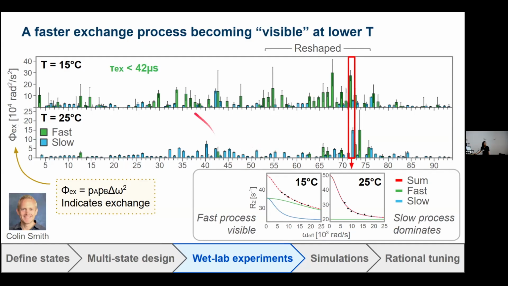And the time scale of exchange that we calculated for this faster process that's happening in our designed reshaped region is just an upper bound, since again, we were only able to reliably measure rates for a subsection of this curve. So it seems like we're in the low to mid microsecond regime, which is pretty typical for a motion of this kind.